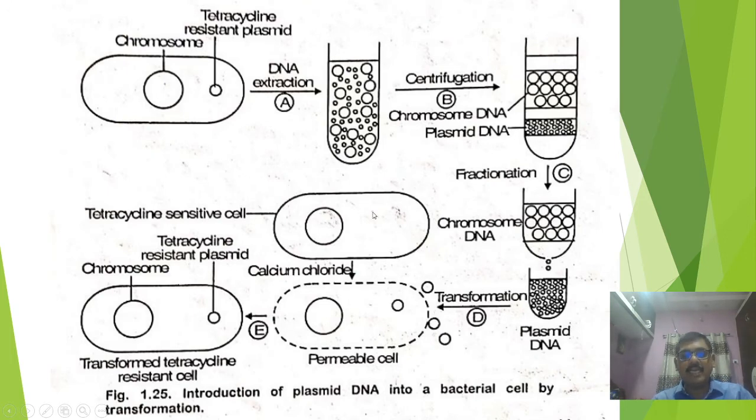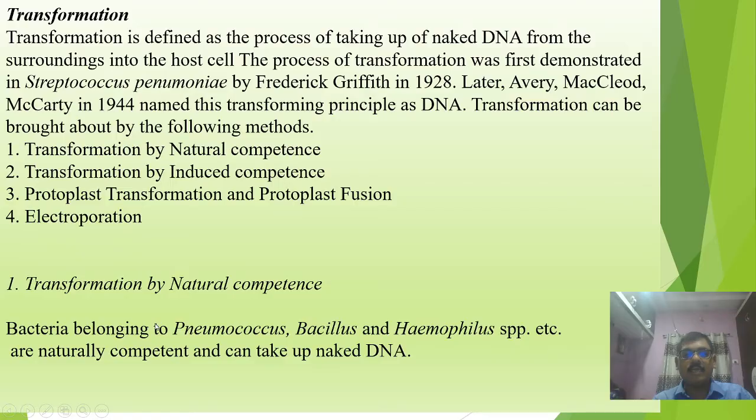This is a tetracycline sensitive cell, and it is subjected to the action of calcium chloride. Then suddenly the temperature is increased, which makes the wall porous, and the plasmid will enter within the cell and transform the cell.